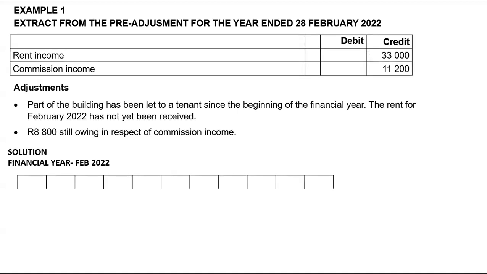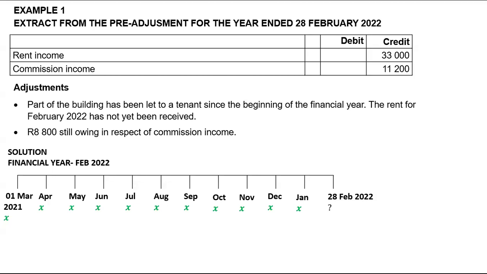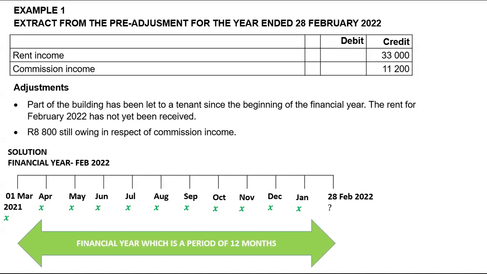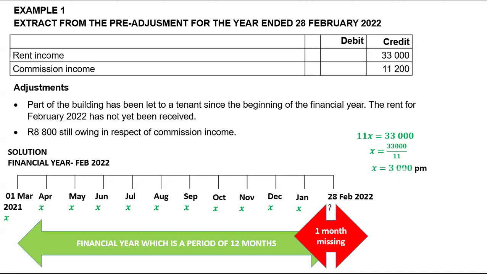Now, as I said, the financial year will start on the 1st of March 2021. So we received X, X, X, X, X, X until January, but we received nothing for February. Our financial year is for 12 months. We provided property for 12 months, but we did not receive money for the 12th month. So when you take these X's and multiply them by 11, they should give you what was received, which is 33,000. To determine X, you take 33,000 and divide it by 11, and that will give you 3,000 per month. So per month, we were getting paid 3,000 rand, but we are missing the 3,000 rand for February. That 3,000 rand for February represents our income. Our income should be 36,000 rand and not 33,000 rand. So we need to increase our rent income. But this 3,000 rand was not received.